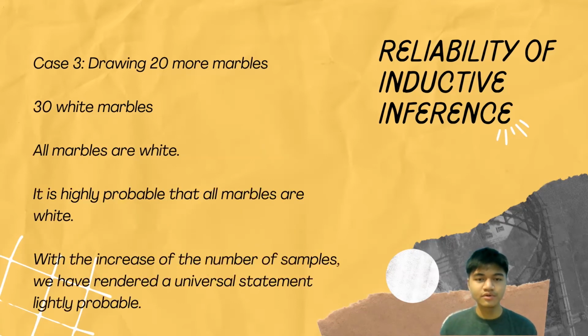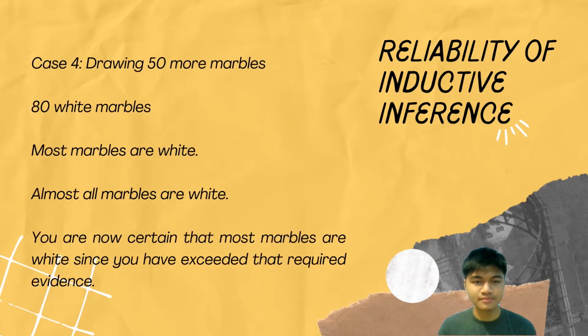So case 3, drawing 20 more marbles. So you have 30 white marbles and all marbles are white. So your inductive inference is that all marbles are white. Although it is highly probable that all marbles are white, with the increase of the number of samples, we have rendered a universal statement likely probable.